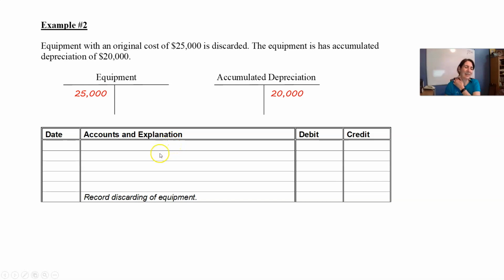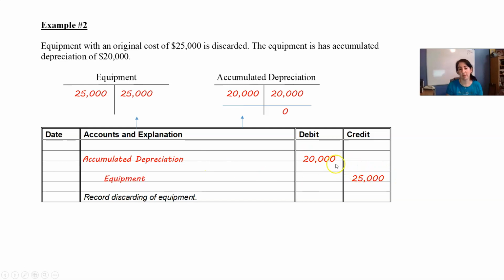Okay, our journal entry: we take the asset off the books, and we take the accumulated depreciation off the books, right? So debit accumulated depreciation, credit equipment, $25,000. And if you see, we don't match. Because we don't match, we have a new account: a debit of $5,000 for the loss on disposal of equipment.